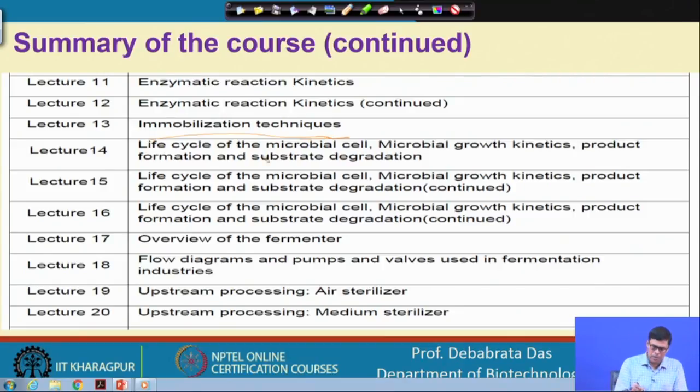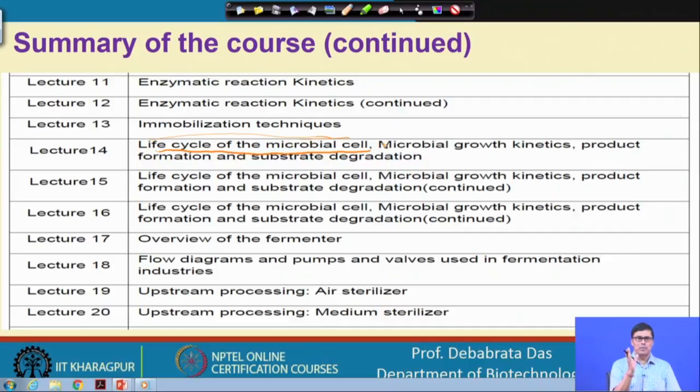Then after covering all these things, I switched over to the microbial system. Initially I discussed the life cycle of the microbial cells, which is very important. I discussed that we have lag phase, log phase, stationary phase, and death phase, and every phase has its own significance. Lag phase is called the acclimatization phase, log phase is called the active phase, and stationary phase is called the starvation phase.